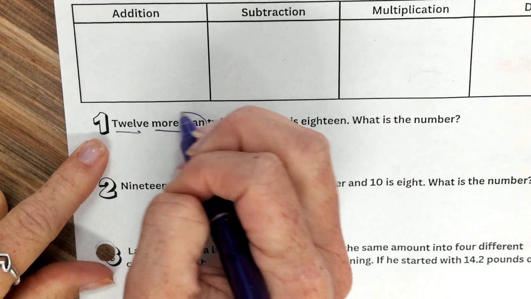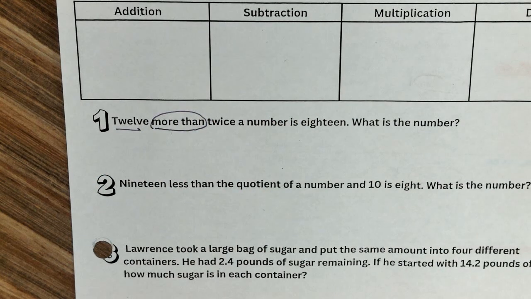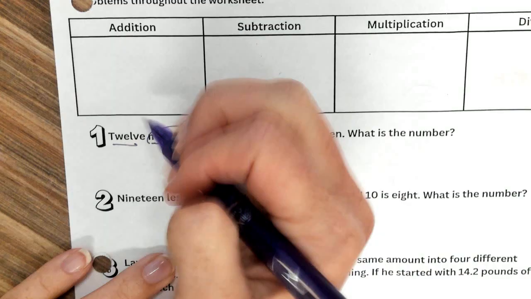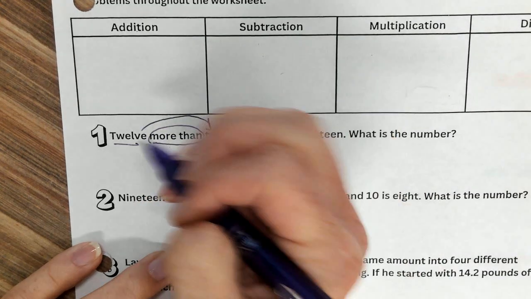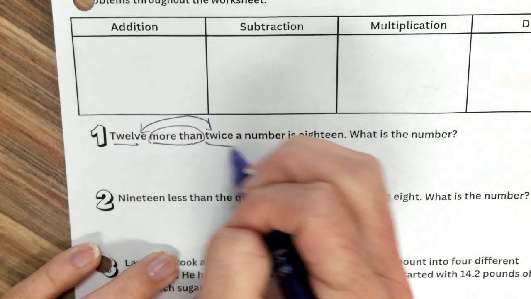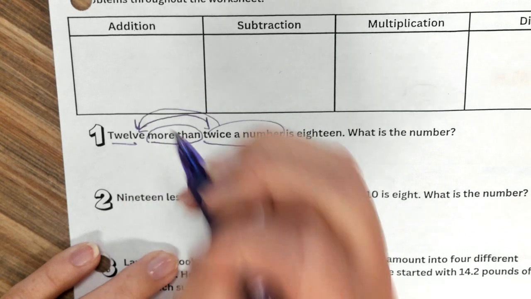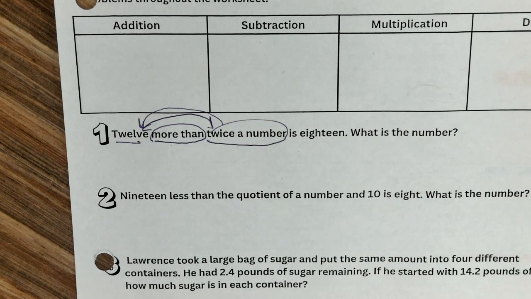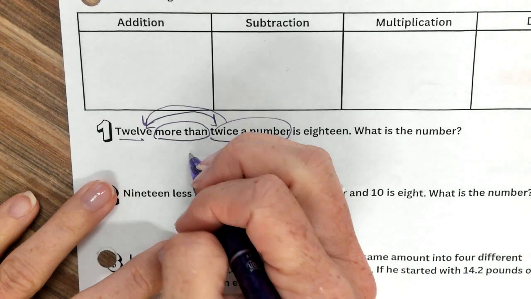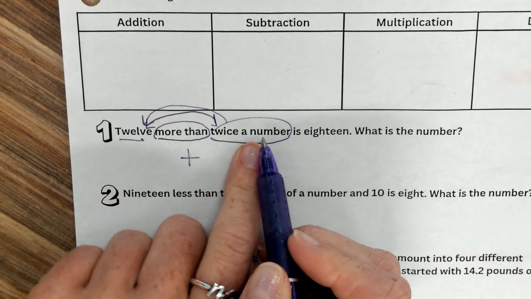12 more than. What did we learn about more than and less than? So this goes to the back of more than, and this goes to the front of more than. What does more than even mean? Add. So something adding. This is going to go to the front.